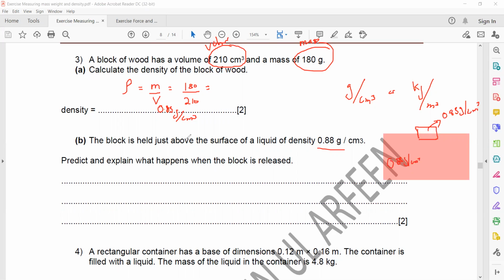The density of a block is 0.85 and the surrounding is 0.88. As you can see, the density of the block is less than the density of the surrounding, which is 0.88, whereas density of the block is 0.85, so the block will float because density of the block is less than density of liquid.